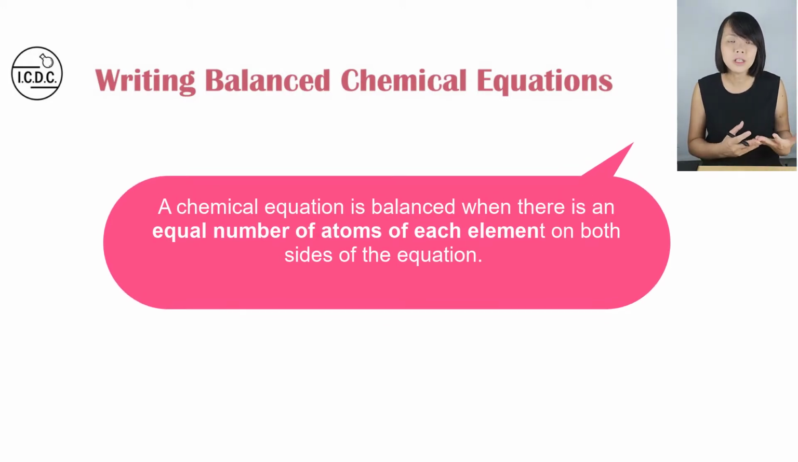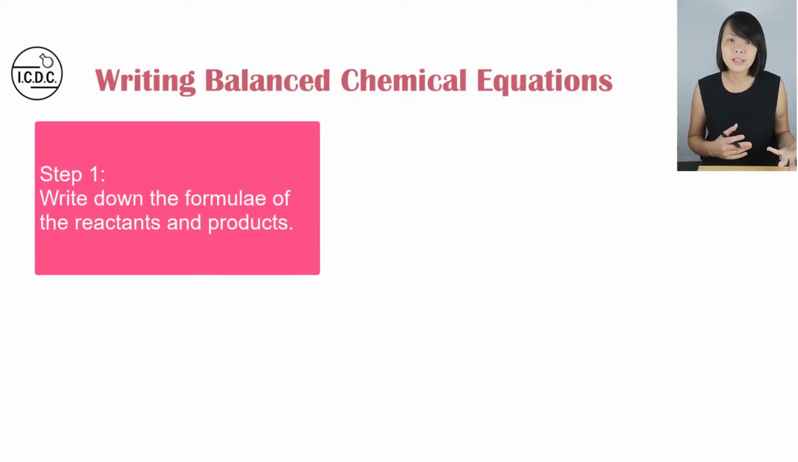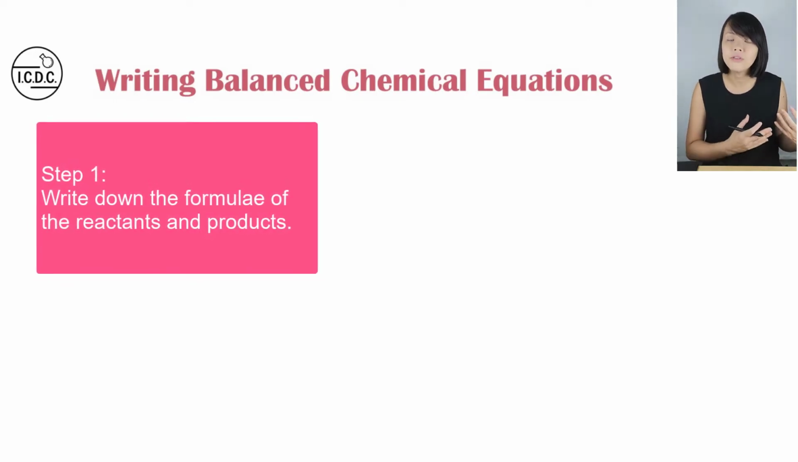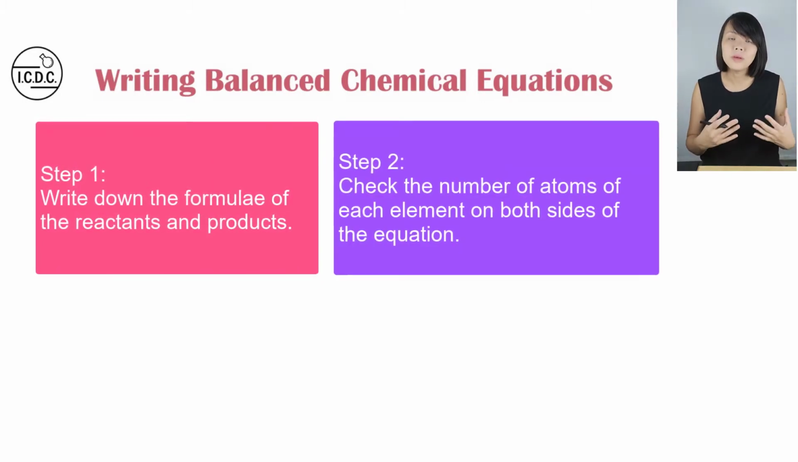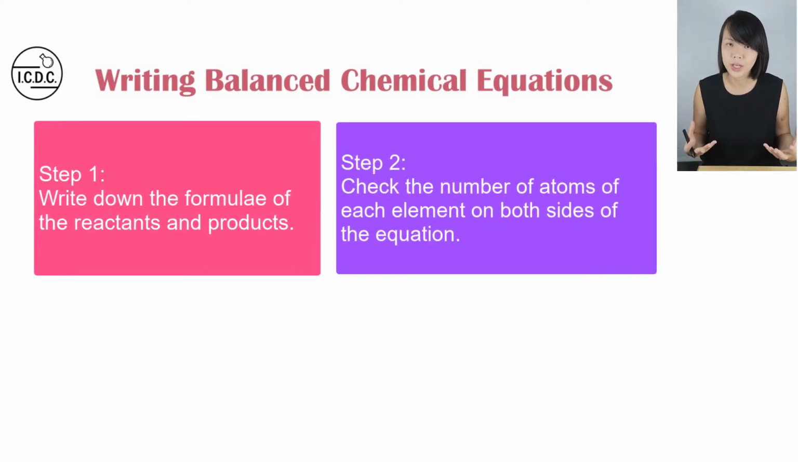There are 4 steps in achieving a balanced chemical equation. Step 1, we write down the formula of the reactants and the products. Now, the reactants are written on the left of the equation, whereas the products are written on the right of the equation. Step 2, we will then check the number of atoms of each element on the left and the right of the chemical equation.